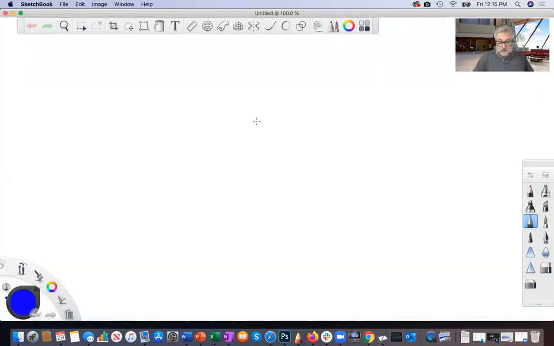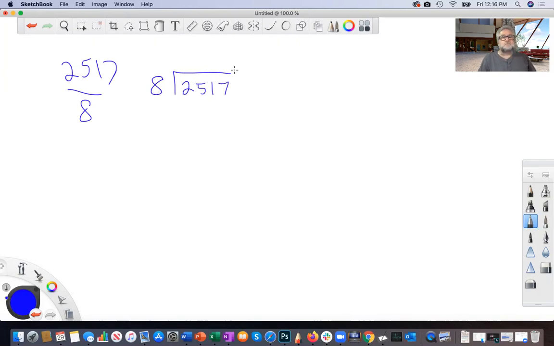Okay, and first we have to recall something super important and really difficult: 2517 over 8. If we were going to do this division, we would do 8 into 2517. And we would say 8 goes into 2, no. 8 goes into 25, yeah, 3 times. 3 times 8 is 24. Subtract, we get a 1. Bring the 1 down. 8 goes into 11 once.